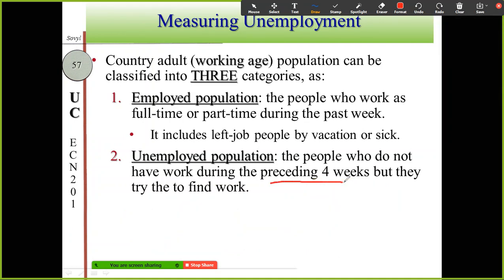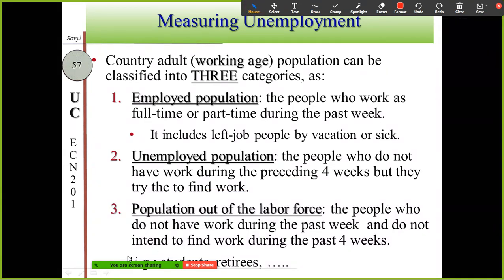So during the preceding last 4 weeks, they don't have work and they're trying to find work but have not yet found it. If people, today we ask them about the preceding last 4 weeks from today going back, they did not have a job, and they have tried to find a job very actively, but not yet found. If this person has the condition, we classify them as unemployed population or unemployed people.